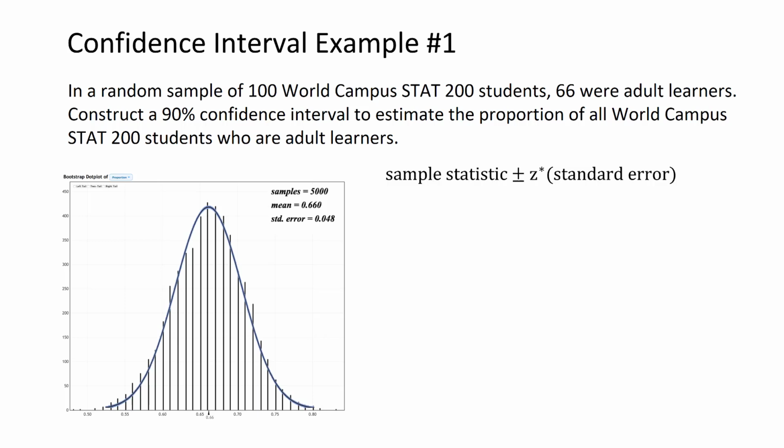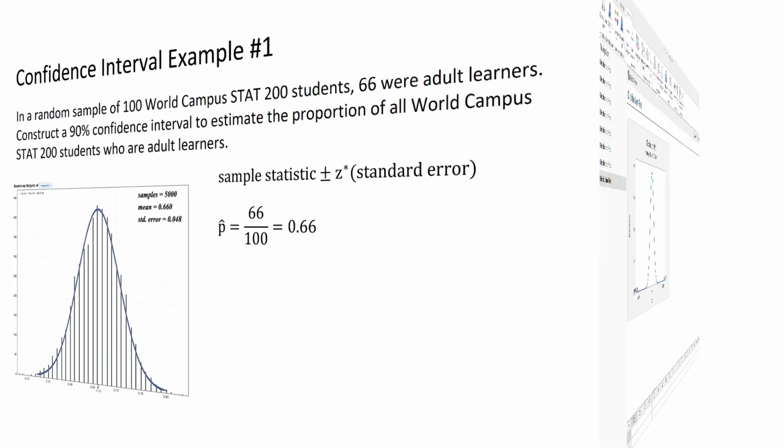The sample statistic is the proportion in the original sample. P hat equals 66 over 100. This gives us a sample statistic of 0.66. The z multiplier we're going to find by constructing a z distribution in Minitab Express to find the z values that separate the middle 90% of the z distribution from the outer 10%.